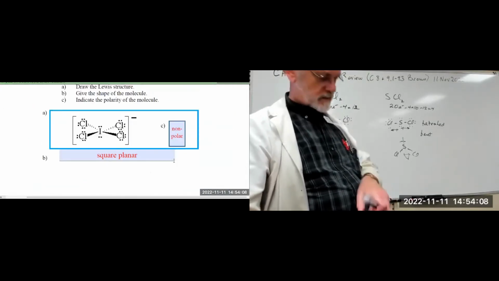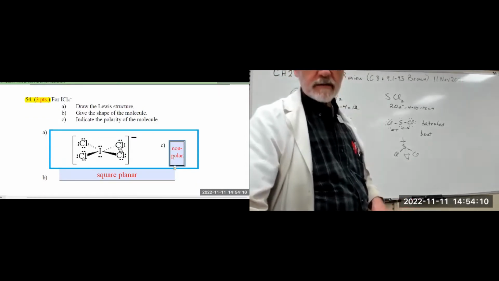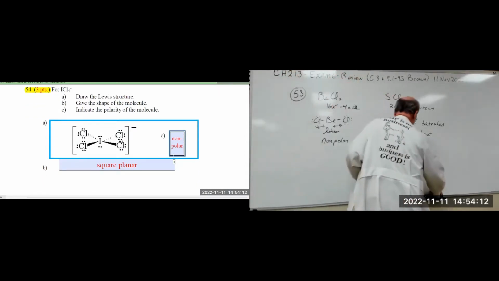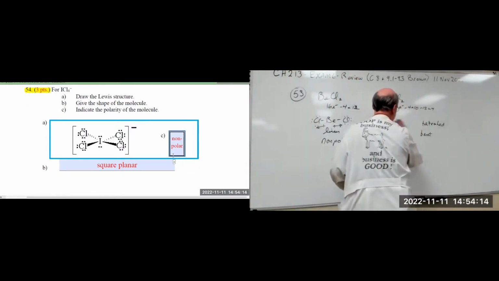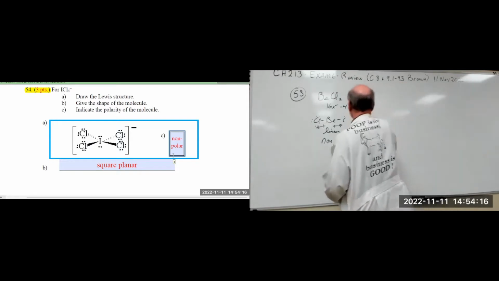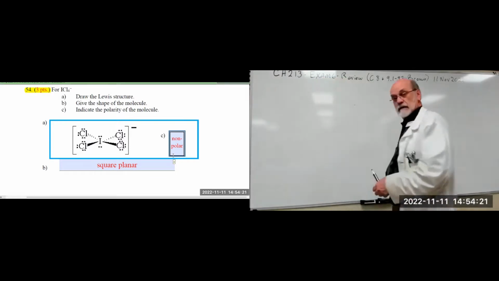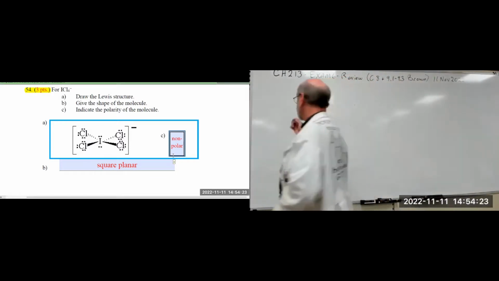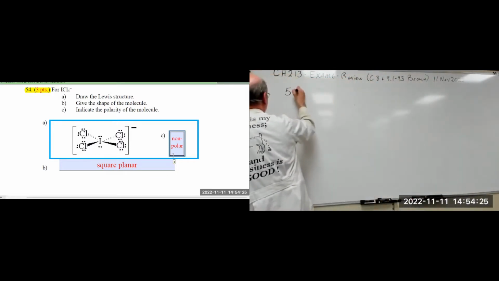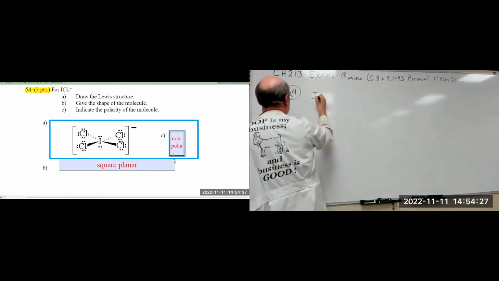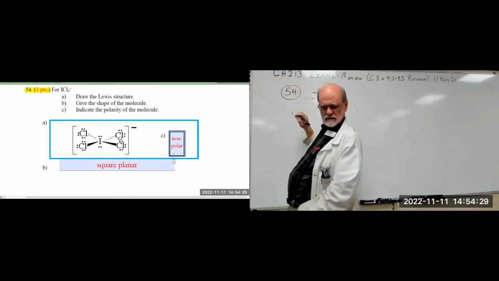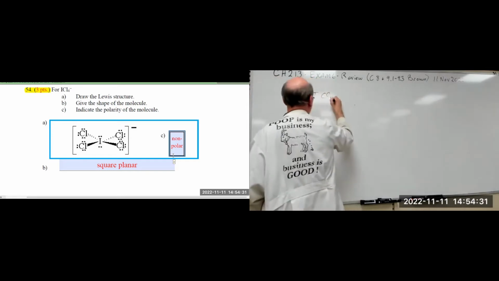Okay, one more. I think I can get this one done, and then we can do a lab. 54. ICl4 minus.